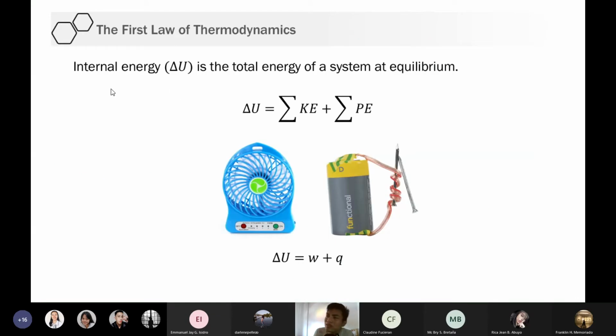Okay. So, internal energy is the total energy of a system at equilibrium, no? So, for example, itong lapis ko na naman. Okay. So, ano internal energy nito? So, marami, no? May mga chemical potential energy, may potential energy, no? May motion yung mga molecules dito, so on and so forth, no? So, generally, we can describe internal energy as the sum of all the energies, no? Lahat ng energy na nandito sa pencil ko.